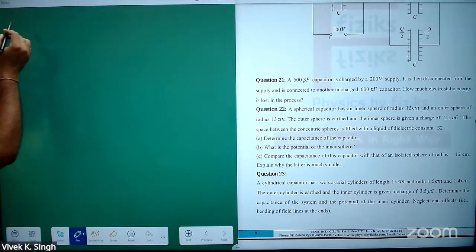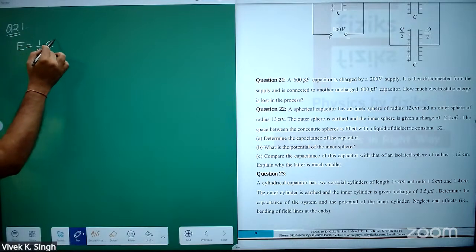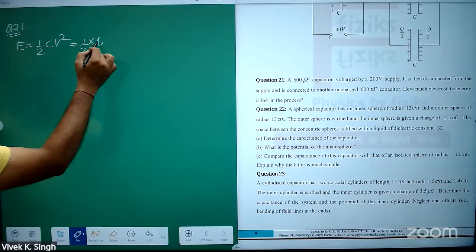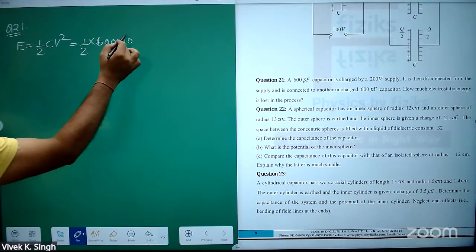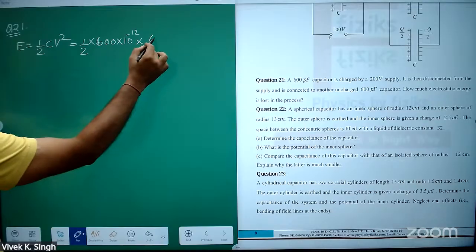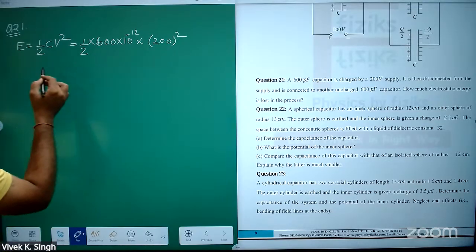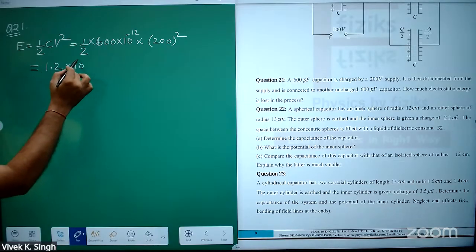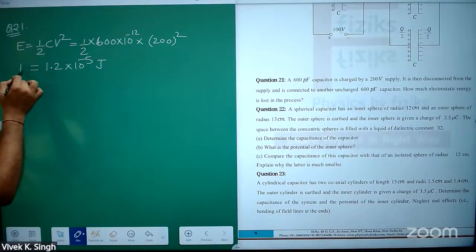So question number 21. Energy stored will be given by half of CV square. So this is half into 600 into 10 to power minus 12, and V is 200 whole square. If you calculate this value, this is 1.2 into 10 to power minus 5 joules. This will be the energy.